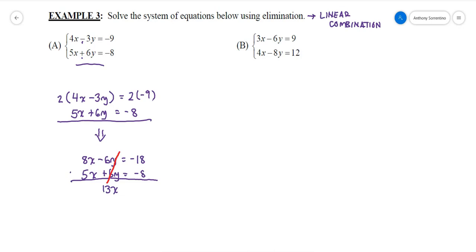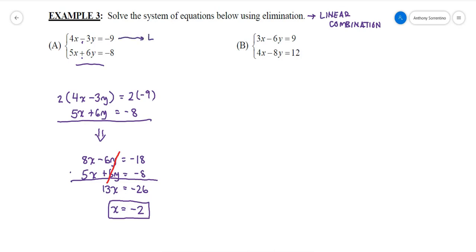And this is going to equal negative 18 plus negative 8, which is a negative 26. When I divide both sides by 13, I get x is equal to negative 2. So I got my first value for one of the variables. Now what I do is I go back to one of the original equations. It really doesn't matter which one it is. I chose the top one.